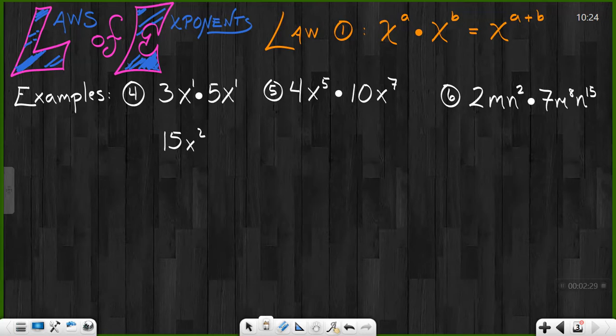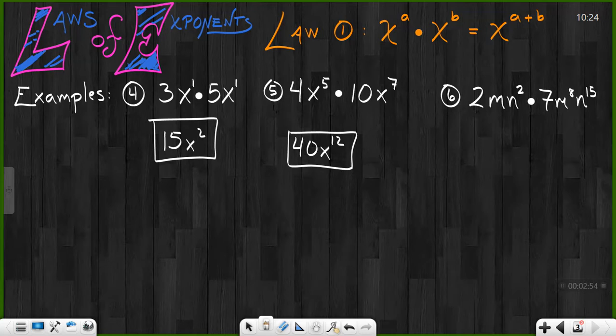You've actually seen 3x times 5x before when we were multiplying binomials. Now you're understanding why x times x is x squared. Let's take a look at number 5. Again, our coefficients of 4 and 10 are not exponents. Multiply them as the problem's telling you. 4 times 10 is 40. Now apply laws of exponents to our pieces with exponents, rather. Keep the base, x. 5 plus 7 is 12.